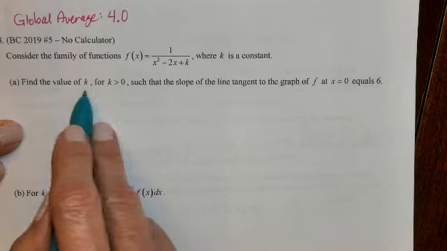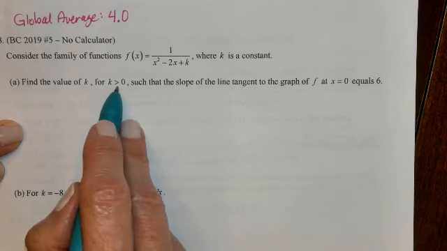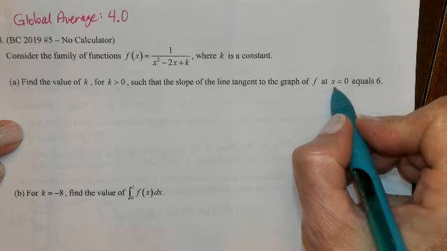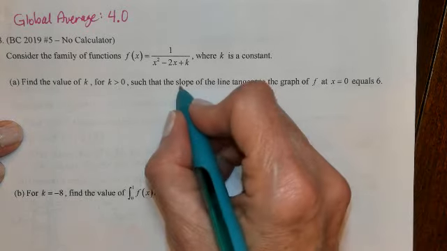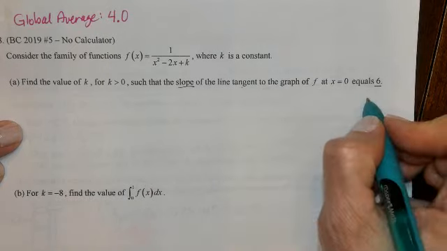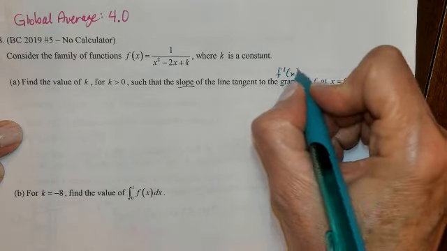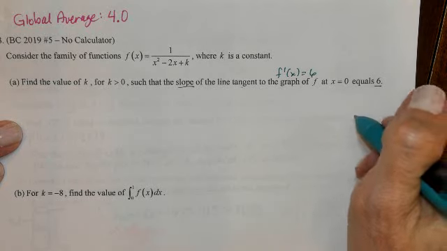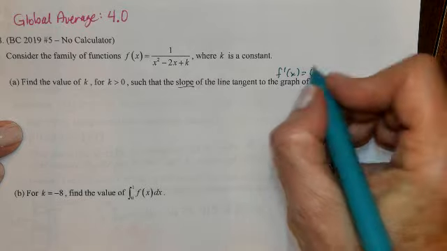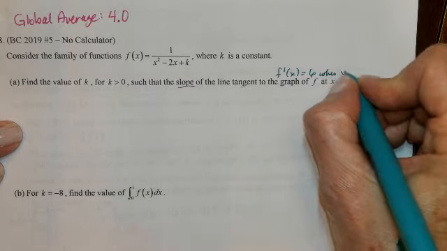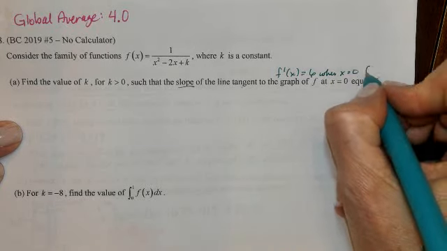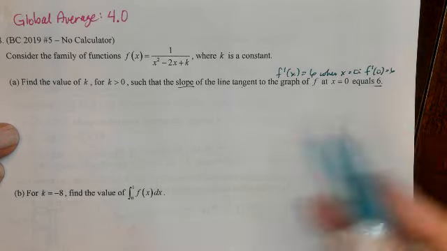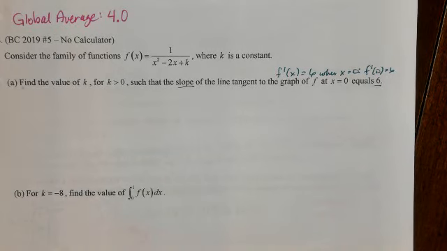For part A, find the value of k for k greater than 0, such that the slope of the line tangent to f at x equals 0 equals 6. The slope of the line tangent is equal to 6. That means f prime is equal to 6, right? It's not f prime of 6, it's f prime is equal to 6 when x is 0. So that's telling us f prime at 0 is equal to 6.